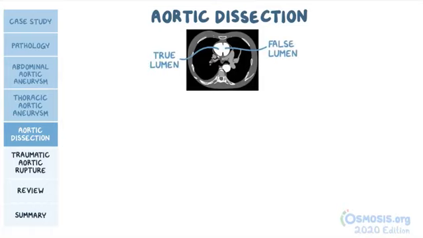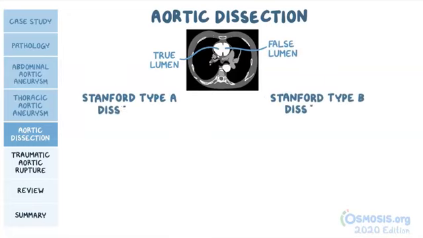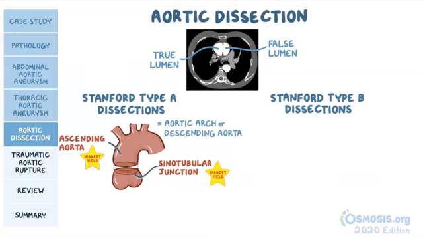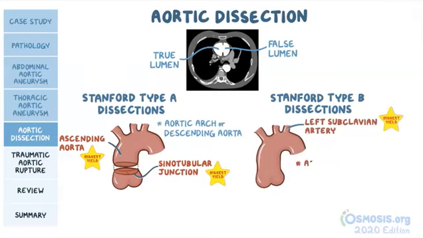Aortic dissection is classified into Stanford Type A and Type B dissections. Type A dissections originate from the sinotubular junction, which is the initial portion of the ascending aorta. Type A dissections may extend to the aortic arch or the descending aorta. On the other hand, Type B dissections usually originate from the left subclavian artery and involve the aortic arch or descending aorta, but spare the ascending aorta.